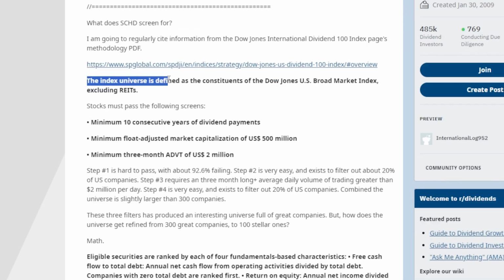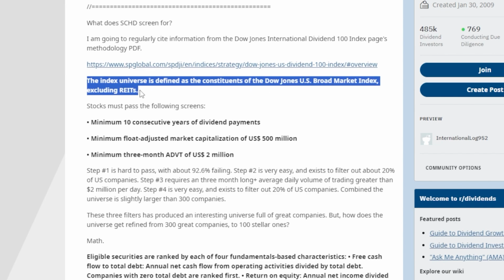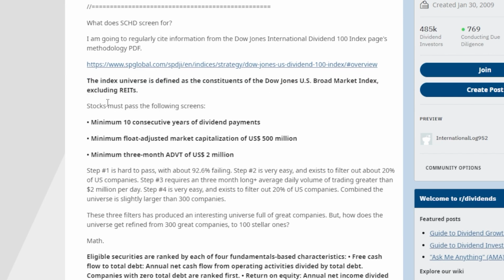It says the index universe is defined as constituents of the Dow Jones US Broad Market Index, excluding REITs. So within the SCHD ETF, you are never going to see REITs, real estate investment trusts. If that's something you want large exposure to, you're definitely not going to find it here. Now, for stocks to enter or exit the index that SCHD tracks, these are the following screens.